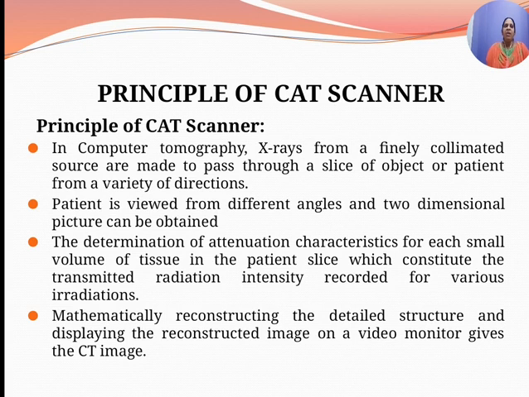The patient is viewed from different angles, and the two-dimensional picture can be obtained. Then the attenuation characteristics are determined for each small volume of the tissue in the patient slice, from the transmitted radiation intensity recorded for the various irradiations. Mathematically, we reconstruct the detailed structure and display the reconstructed image on a video monitor, which gives the CT image.